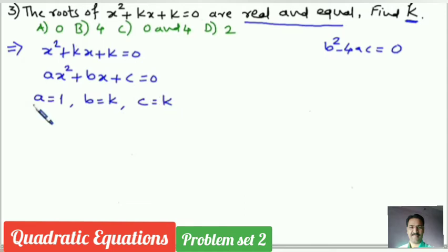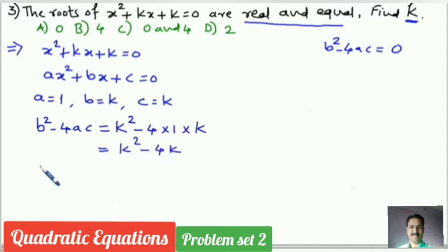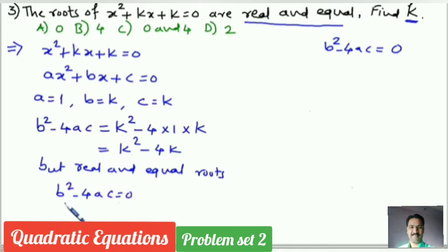So we are going to find the value of b square minus 4ac. Okay, that is what? Here it is k square minus 4 into a for 1 and c for again k. That is k square minus 4k. Okay, but we can write here what? The given quadratic equation has real and equal roots. Real and equal roots. So what you can get here now? That b square minus 4ac equal to 0.